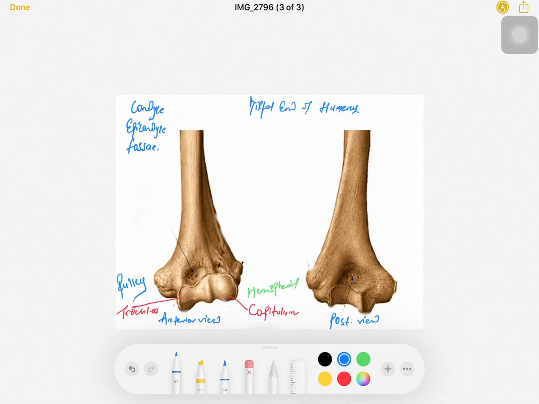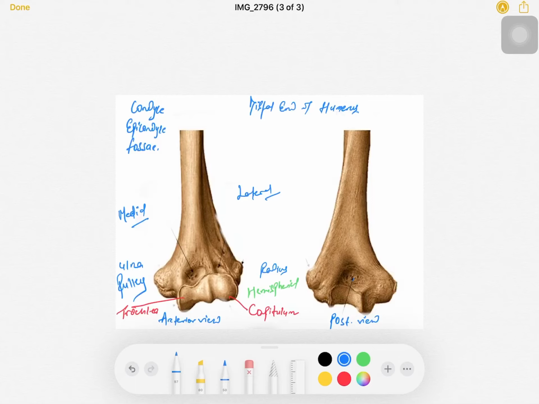Your trochlea is found on the medial side. This one is your medial side and this one is your lateral side. So the trochlea is found on the medial side and is pulley shaped, and the trochlea articulates with your ulna, and your capitulum articulates with the radius bone, right?